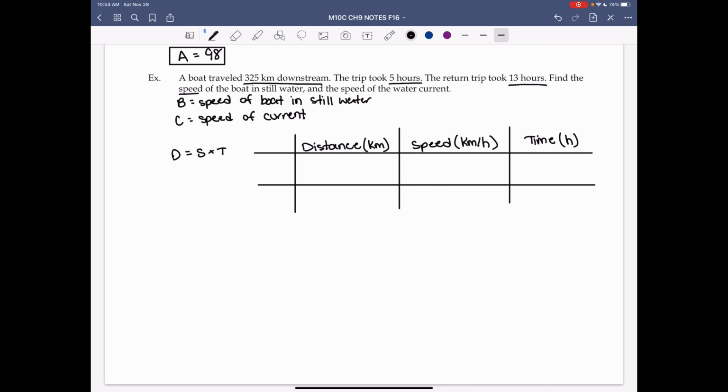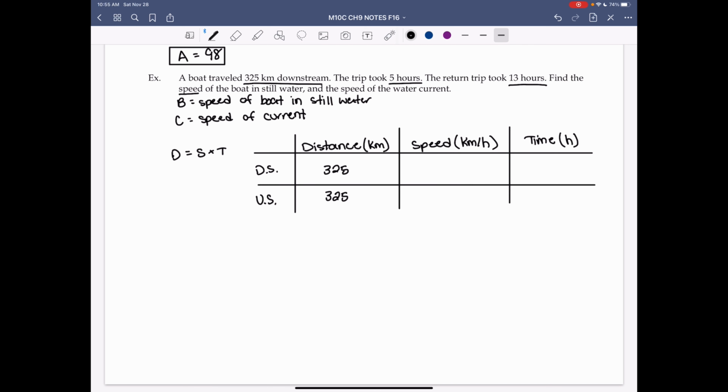And then we have 2 rows, which represent going downstream, and then the return trip, which means we're going upstream. So the distance in kilometers, it says a boat traveled 325 kilometers downstream. The trip took 5 hours. The return trip, so that means they came back, which means they would have to also go 325 kilometers. So our distance is 325 kilometers for both downstream and upstream.